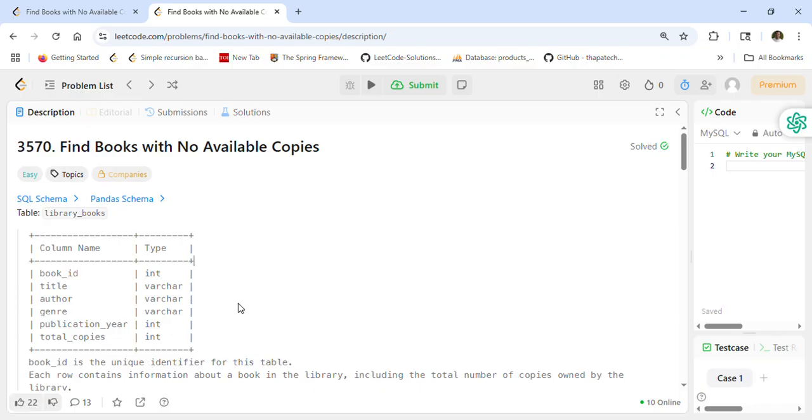Today we are going to solve another interesting SQL coding question on Leetcode 3570, Find books with no available copies. This is another interesting coding question, often asked in interviews. So make sure you watch this video until the end so you completely understand how to write SQL queries to solve these kinds of problems.